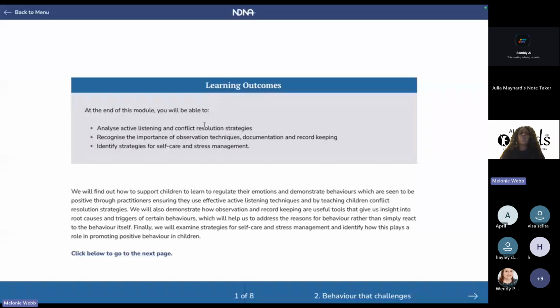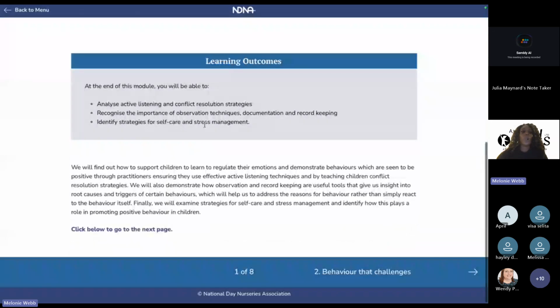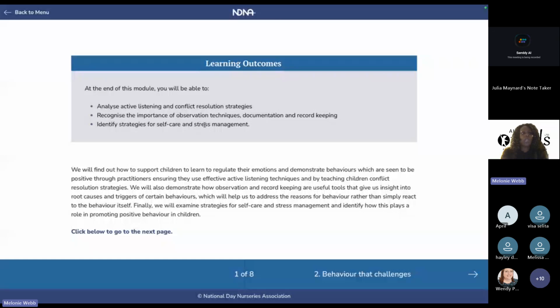Okay, welcome to module 4 of positive behaviour. At the end of this module, you'll be able to analyse active listening and conflict resolution strategies, recognise the importance of observation techniques, documentation and record keeping, and identify strategies for self-care and stress management.